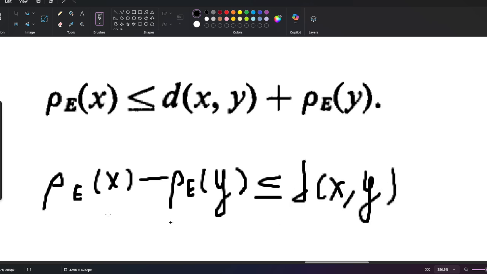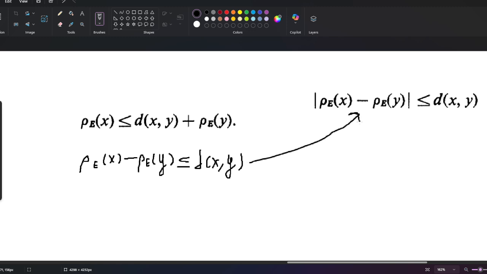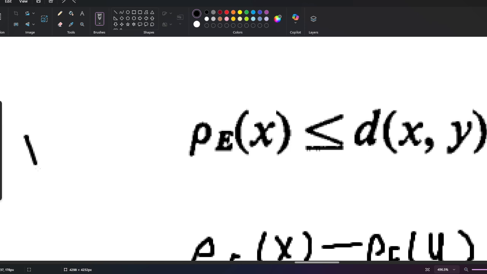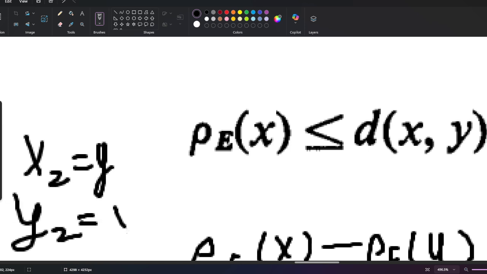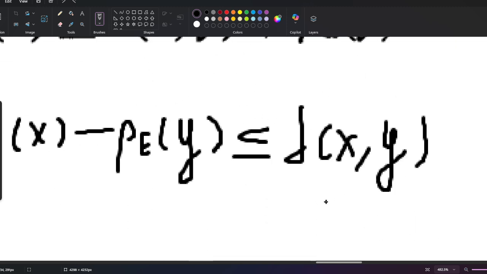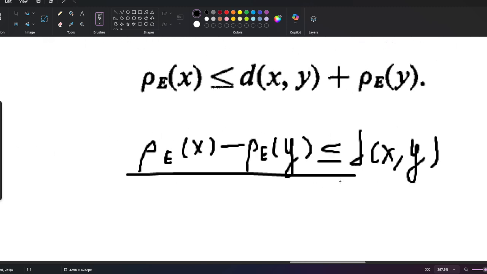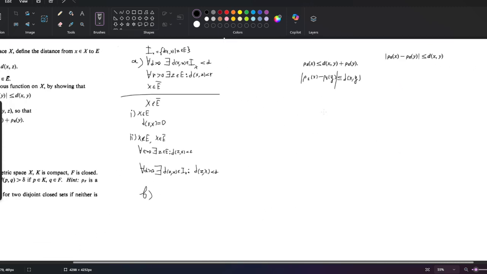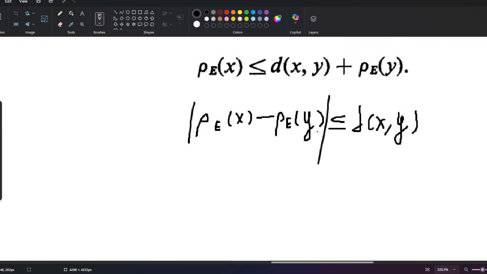Well, why don't we have the absolute value here? What we can do is apply this inequality for x2 being equal to y and y2 being equal to x. And what we're going to get is the same exact inequality, except here we have d(y,x), which is equal to d(x,y), so the same thing. Here we're going to have the opposite, rho_E(y) minus rho_E(x), so you can just put the absolute value here safely. Now we have to show that this implies that the function is continuous.